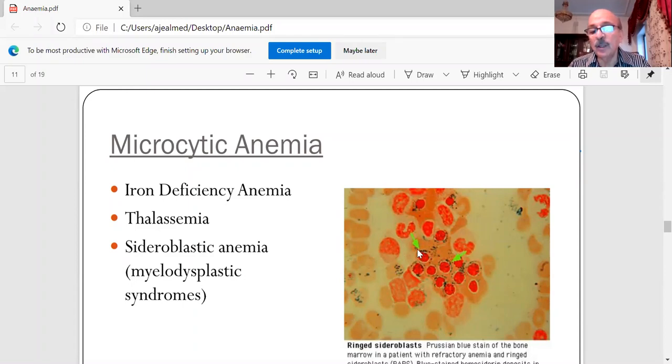And the arrows here are pointing to these blue rings, the sideroblasts.